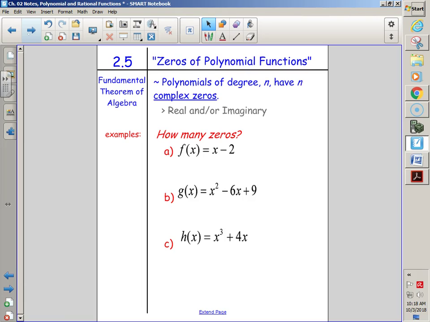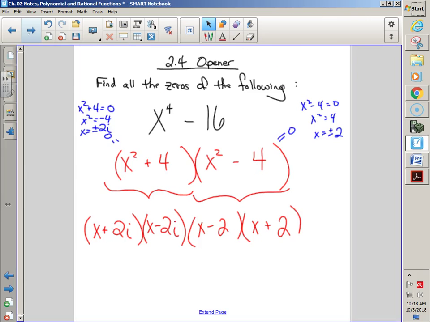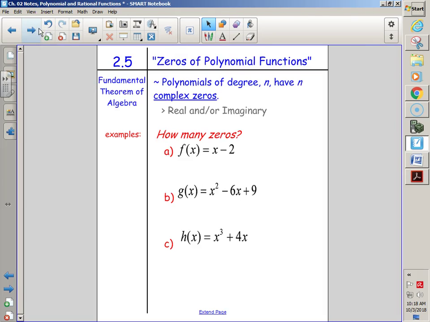The opener that we did today in class: how many real zeros were there? Do you guys remember? 2. Just 2. Plus or minus 2. They were the only real zeros. So at most 4 real zeros, but there were only 2. But guys, how many zeros total were there? So the fundamental theorem of algebra says every nth degree polynomial will have n complex zeros, just not all of them are real. So let's just test this theory. How many zeros does this guy have?